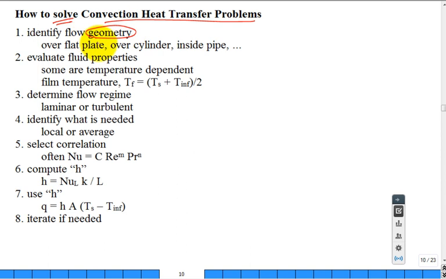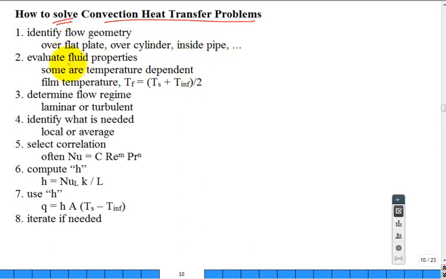Some students, unfortunately, will be given a flat plate problem and they'll grab the correlation for flow inside a pipe. They'll grab the correlation for flow over a sphere when they have a flat plate problem. So you recognize the geometry. There's only a few, right, that we're going to analyze in this section.